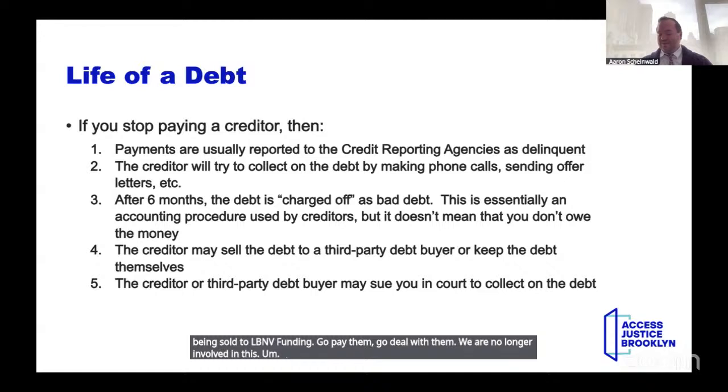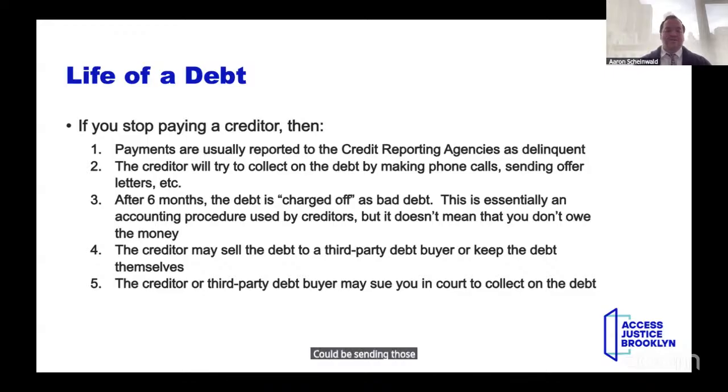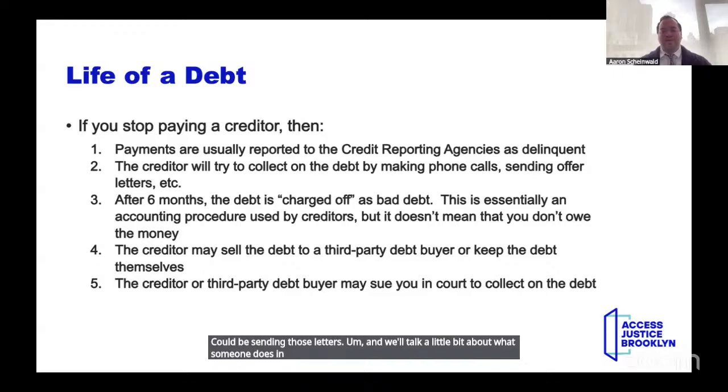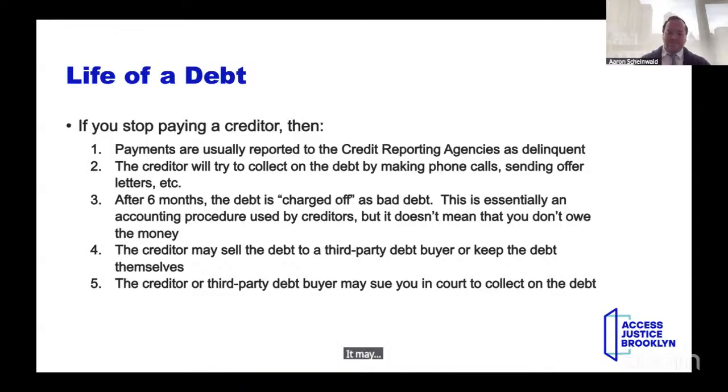Or LVNV Funding, or a law firm on behalf of LVNV Funding, or a debt collector on behalf of LVNV Funding could be sending those letters. And we'll talk a little bit about what someone does in a slide or two. But all of those situations are potentially possible. If you're an advocate, you could contact any one of us and say, hey, we were contacted by such and such company. It seems potentially illegitimate or like someone's trying to scam someone, what's going on here.